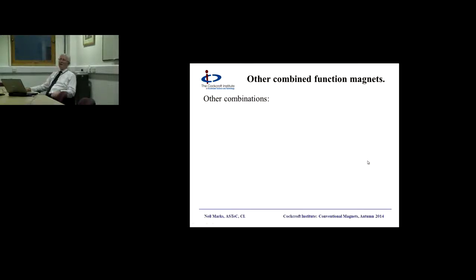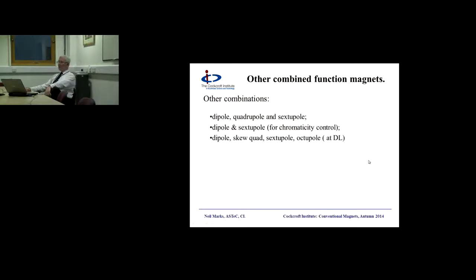There can be other combined function magnets as well as dipoles and quadrupoles. You can have dipole, quadrupole and sextupole. That's the same thing as I've just shown, with a bit of sextupole field introduced. Just dipole and sextupole for chromaticity control. And you can have dipole, quadrupole, sextupole, octupole, etc., because we built a magnet at Daresbury for the SRS that had all these things built in.